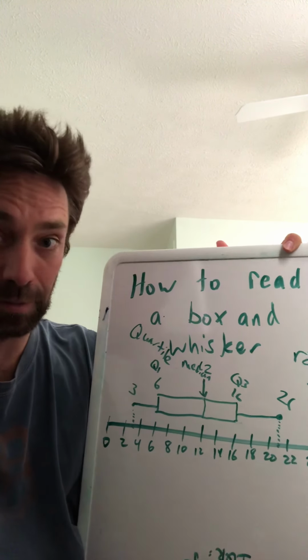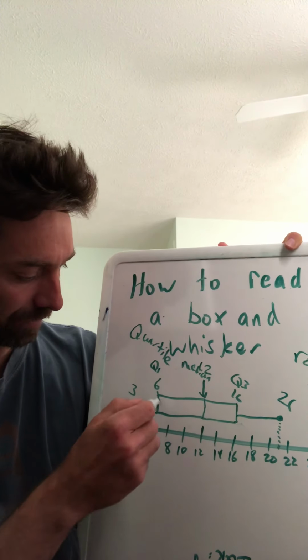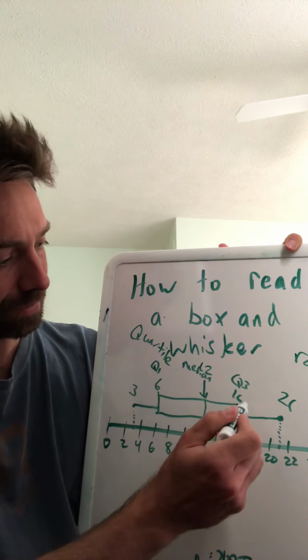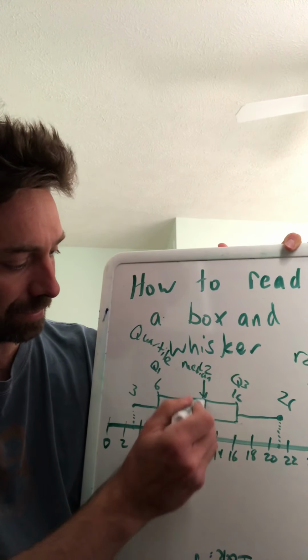So reading the box and whisker plot, you just got to line it up. If they ask you what Q1 is, you just look where that first line is. Boom, there it is. Same thing, Q3, right there at 16. The median is this middle line.